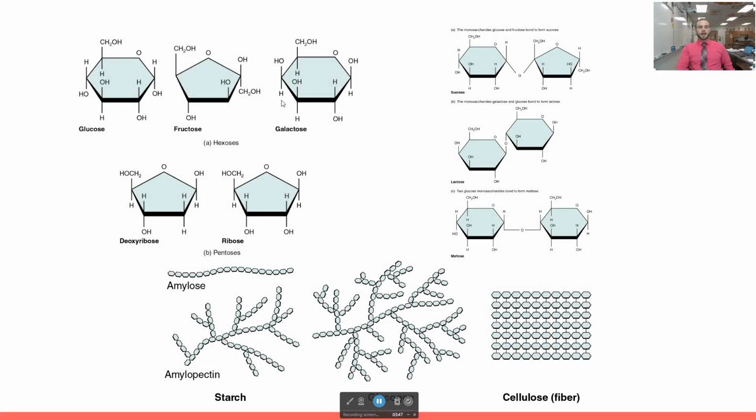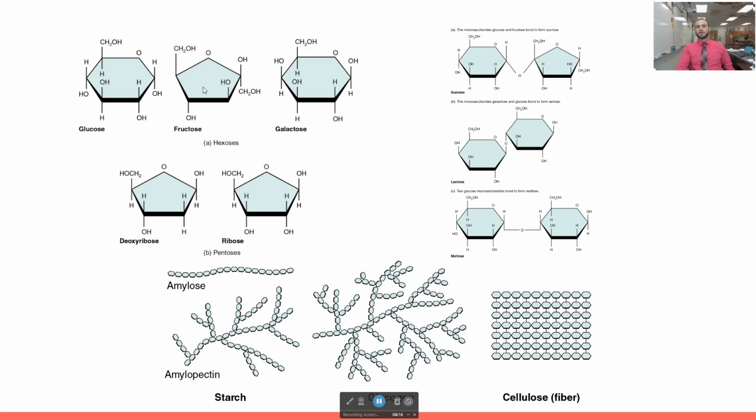So here you can see the 3 hexose sugars, your glucose, fructose, and galactose, and then your pentose sugars, deoxyribose and ribose. Over here you can see your disaccharides: sucrose, which is formed from the bond between a glucose and fructose; your lactose, which is formed from a galactose and glucose; and then your maltose, formed from 2 glucose molecules.